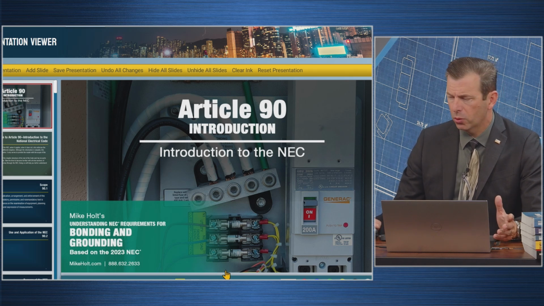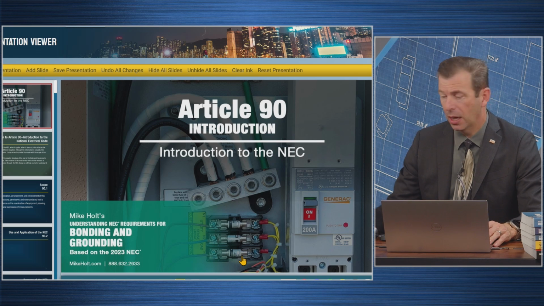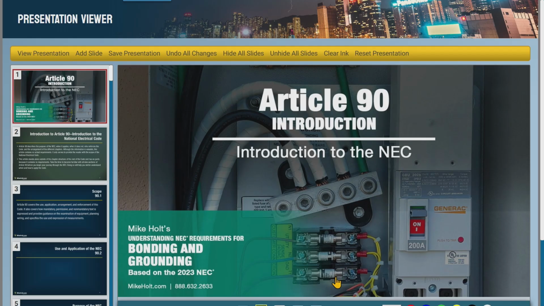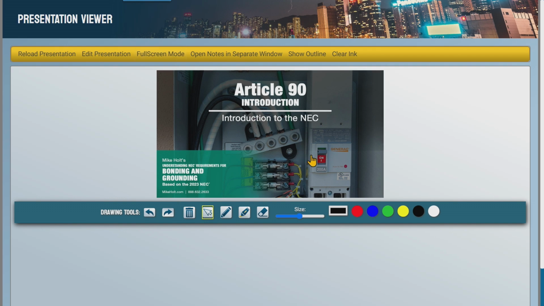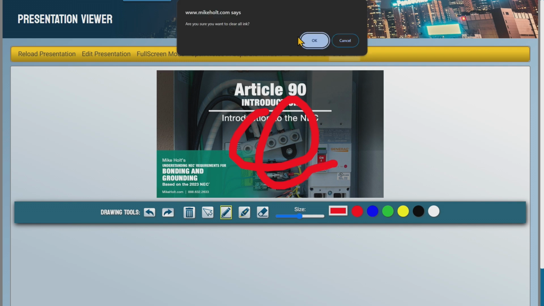If you use the drawing tools, they're kind of hidden on the bottom of the screen here. You've got to be in view presentation. I'll go into it. If I had drawn all over this baby with my crayon here, I've got my clear ink.